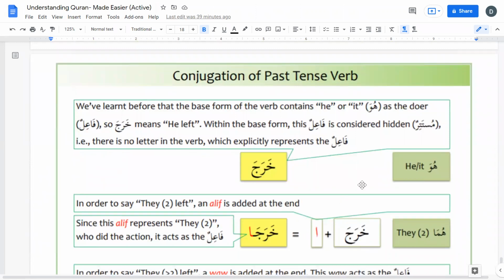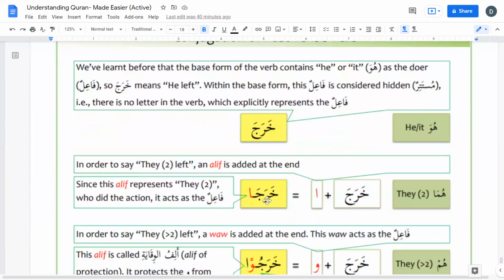So for huma, when we point to two males who are not there, because it's a third person, hua is he who is not here, and huma is for two persons who are not there. For huma, we have an addition of alif at the end of this fa'ala pattern. Like if we take the example of kharaja, then this alif is added.